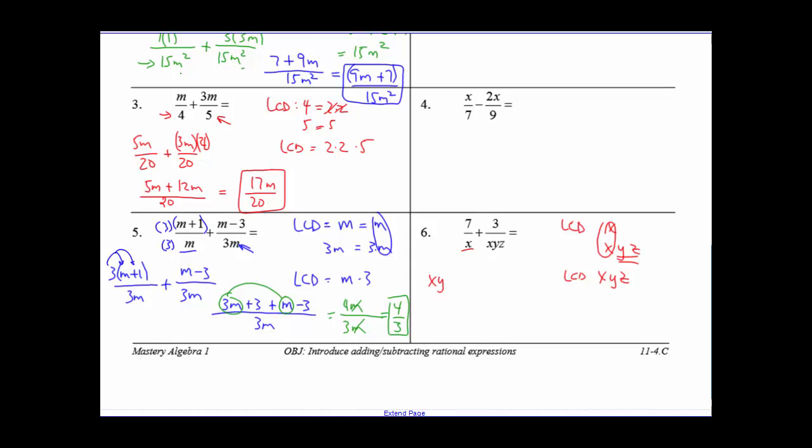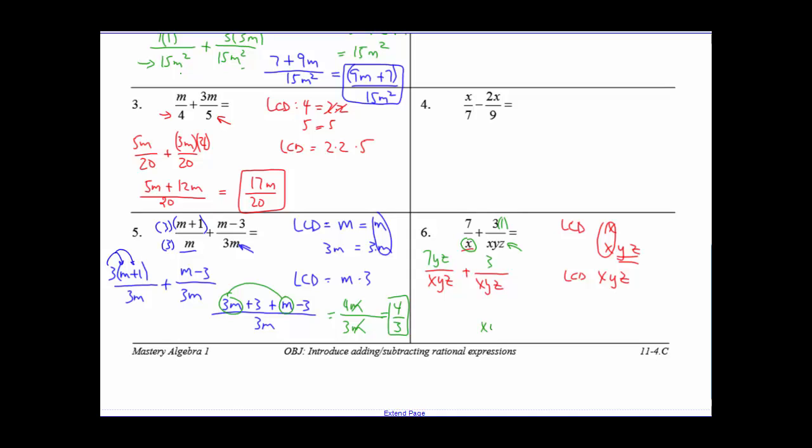So we have x, y, z, and then there's still a plus, x, y, z. So we look at this left-hand side. What are we going to multiply to x to get x, y, z? And so to the 7, we need a y and a z. So 7 times y and z. To the right-hand side, we have x, y, z. To get an x, y, z, we just have to multiply 1. So we're multiplying that 3 by 1. So we can leave the 3.